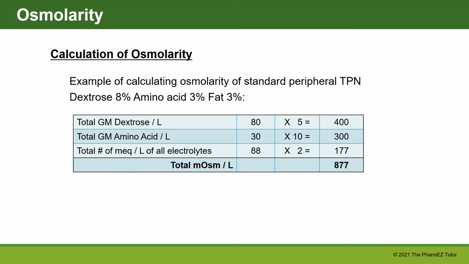Here's an example of calculating the osmolarity of a standard peripheral TPN, dextrose 8%, amino acid 3%, fat 3%. The total milliosmoles per liter of this solution is 877, which is below the limit of 900.